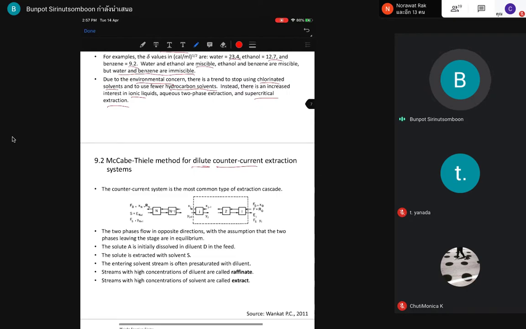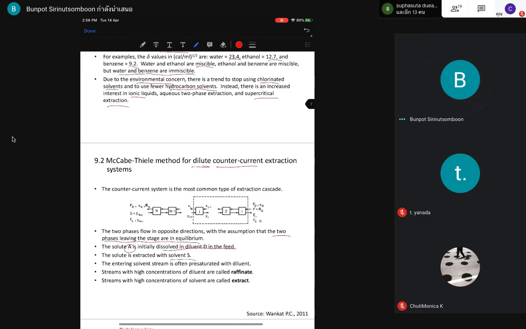So in the countercurrent, just like the name suggests, the two flows pass each other in opposite directions, and we will assume that the two liquid phases that leave each stage are in equilibrium with each other. At the beginning, we have solute A dissolved in diluent D in the feed, and we want the solute to transfer from the diluent to the solvent S.